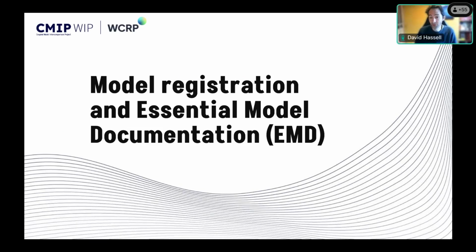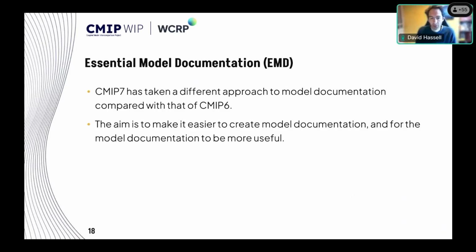Okay, yes, so now we'll move on to the model documentation and registration section. The key point about the model documentation, the model descriptions for CMIP7, is we're taking a different approach to CMIP6. As I said here, the aim is to make it easier and more useful than the CMIP6 experience. And of course, that is a statement of the fact that it wasn't that easy to create documentation for CMIP6 and it wasn't that useful what was created. So we're really trying hard to do something better this time.